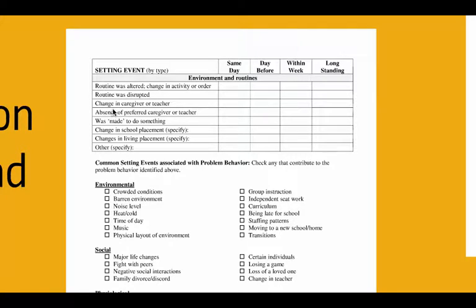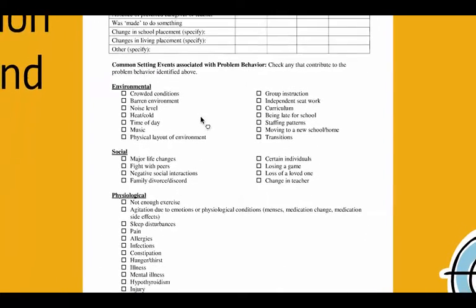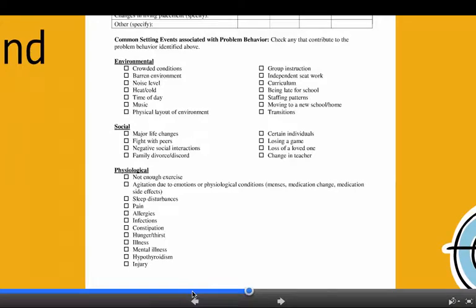Was there a change in the caregiver or a teacher? Here, for example, it could be a substitute teacher that came in, and maybe the substitute teacher gave rise to a lot of aberrant behavior. So the Setting Events Checklist allows us to begin identifying the environmental factors that resulted in the demonstration of problem behavior. One of the things that I like about this checklist is that it reviews environmental considerations.